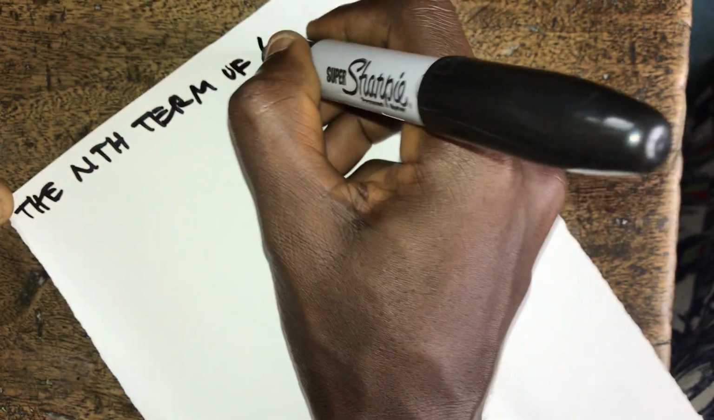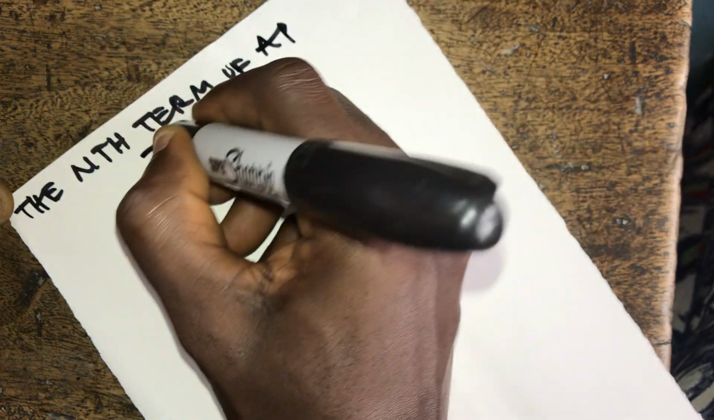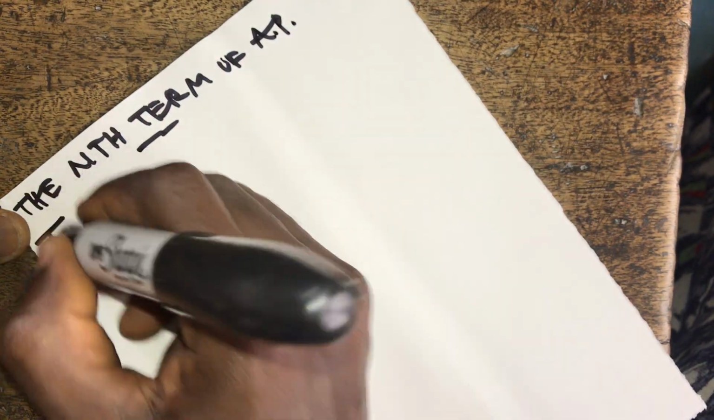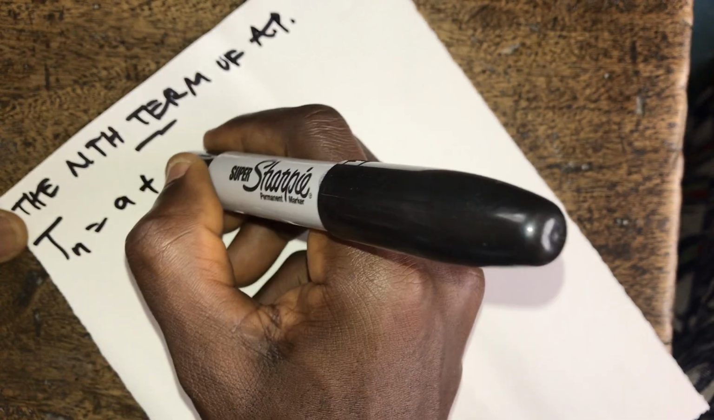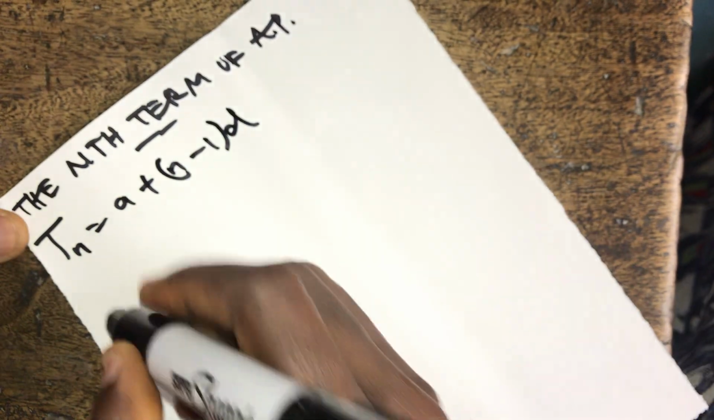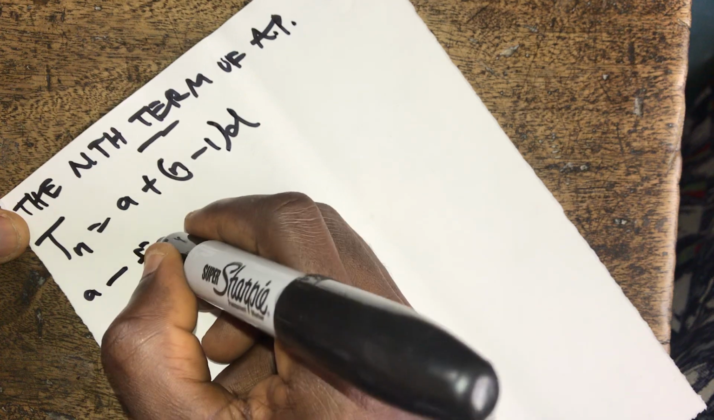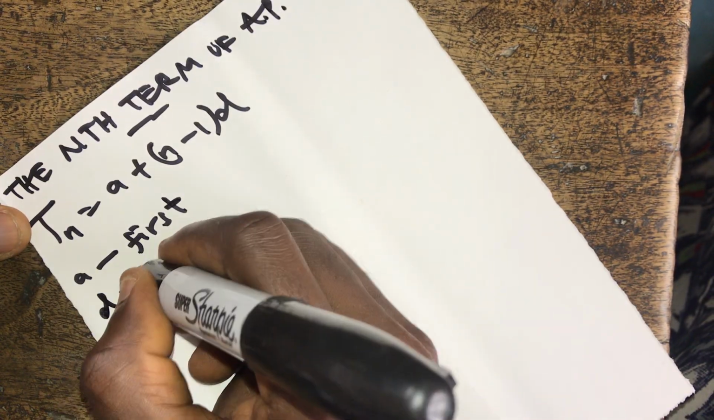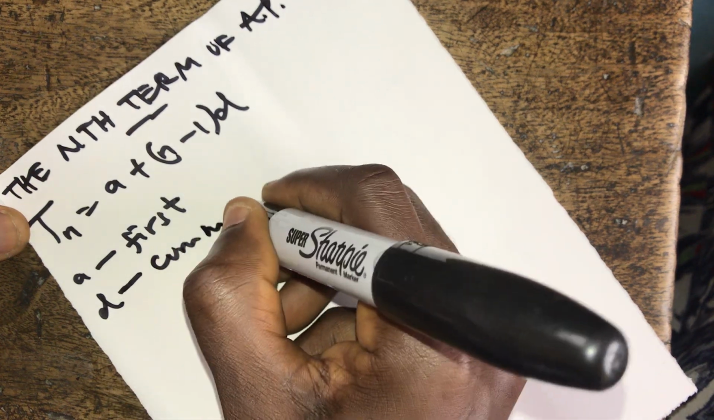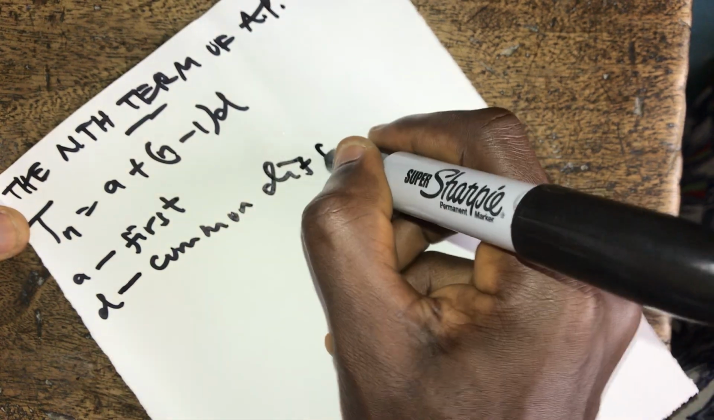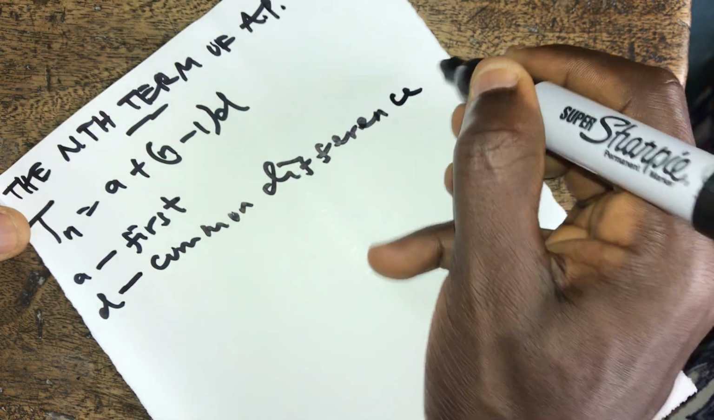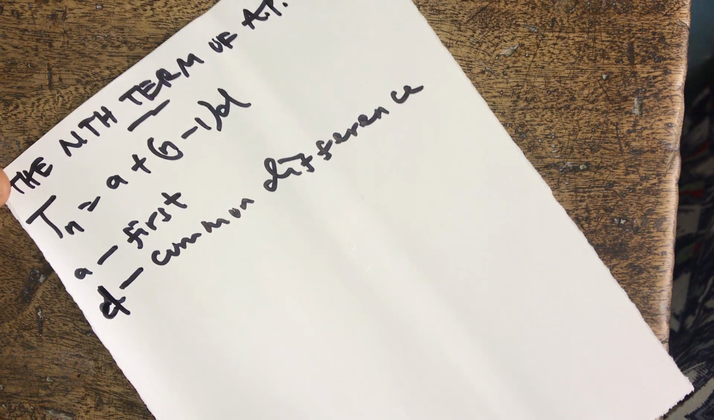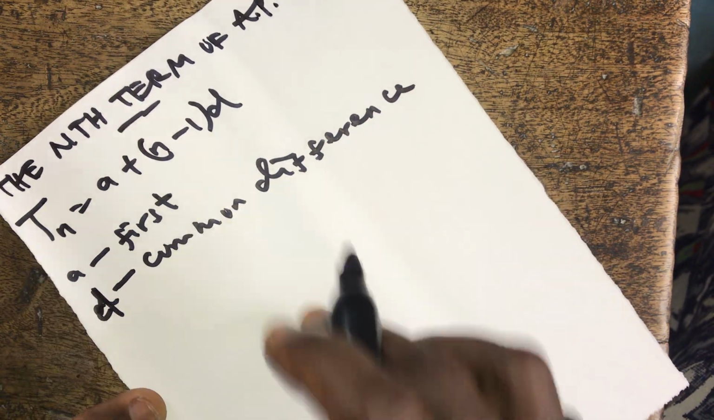of an AP, which means an arithmetic progression. The nth term Tn of an AP is given by a plus (n minus 1)d, where a is the first term of a sequence or progression, and d is the common difference. The difference between a term and the one immediately preceding it is called a common difference. D represents the common difference and a is the first term.